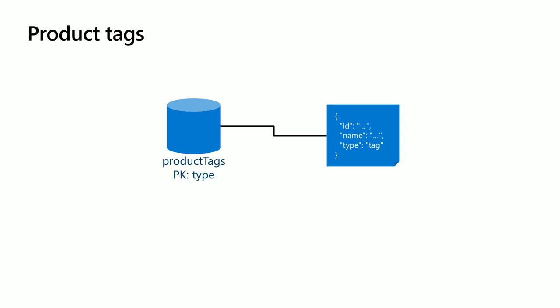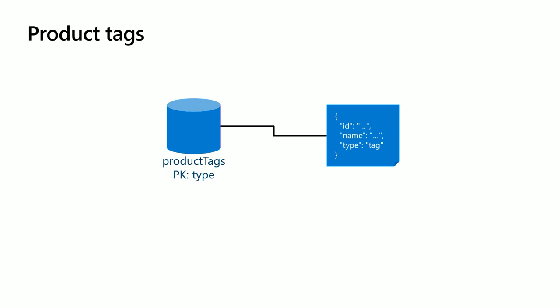I'm going to use that property as my partition key to make sure that all my tags sit in the same partition. And by the way, something that I haven't mentioned, could it be problematic to have all my categories or all my tags in one logical partition? Certainly not, because remember the upper limit for a logical partition is 10 gigabytes.